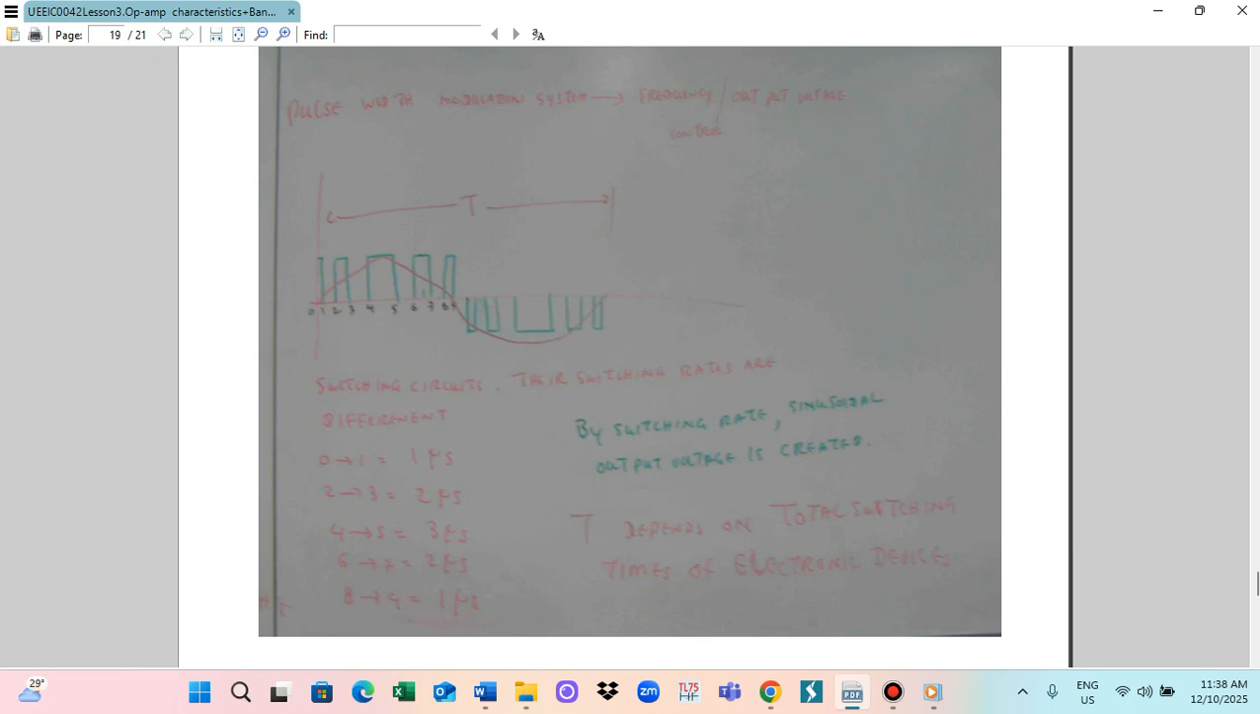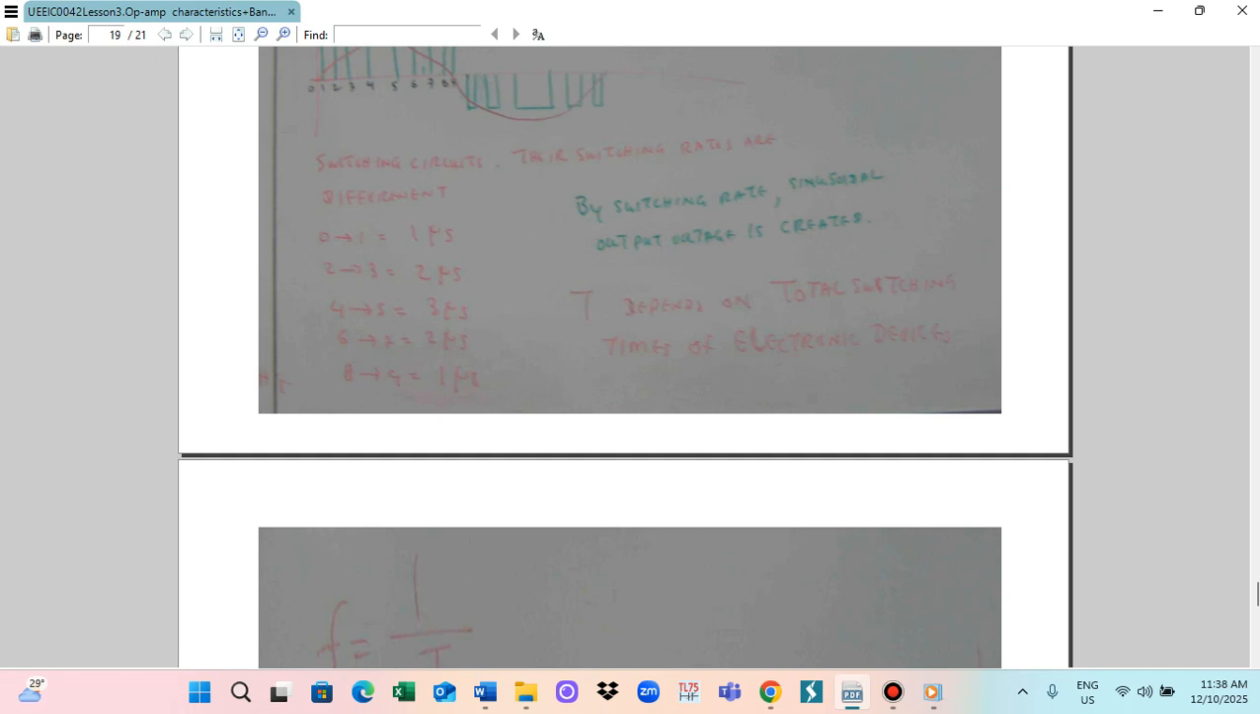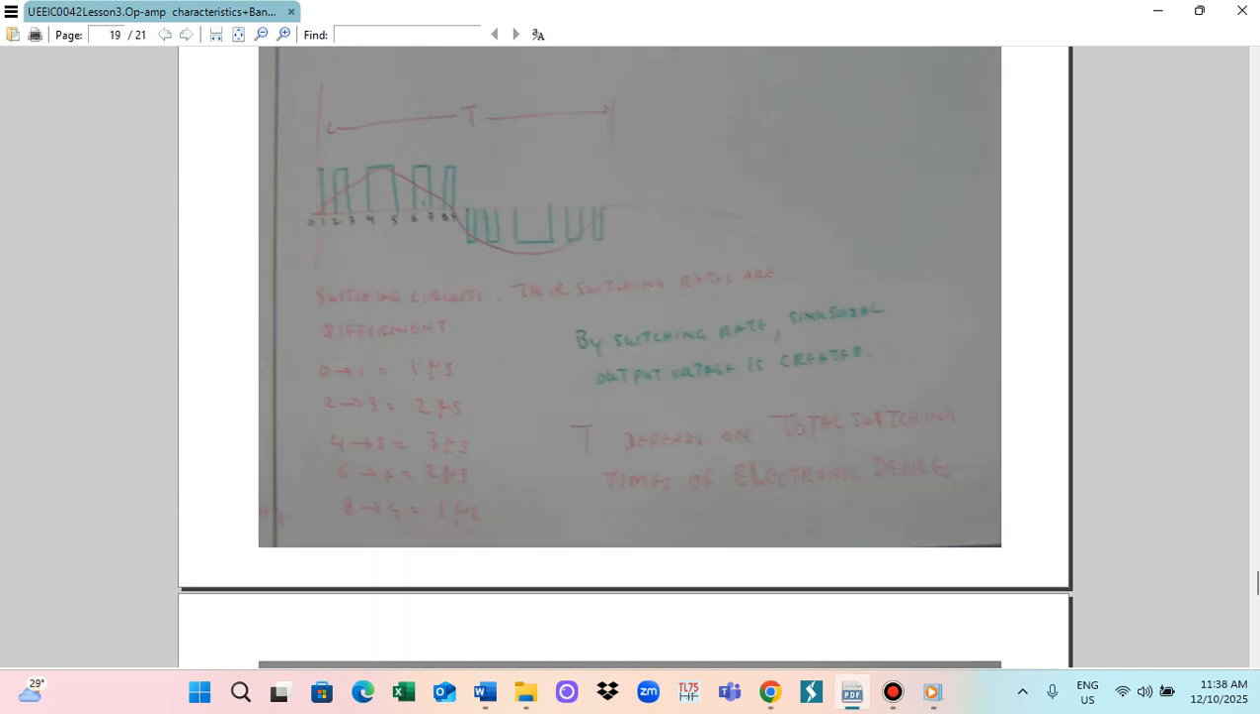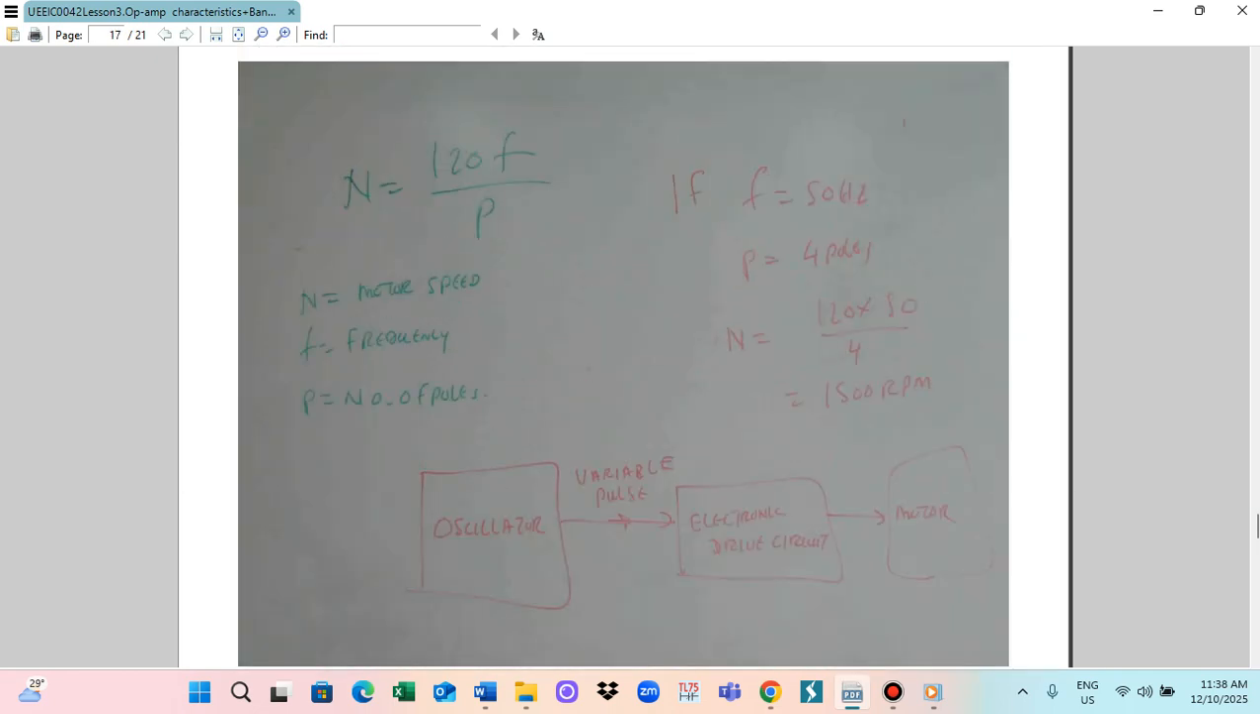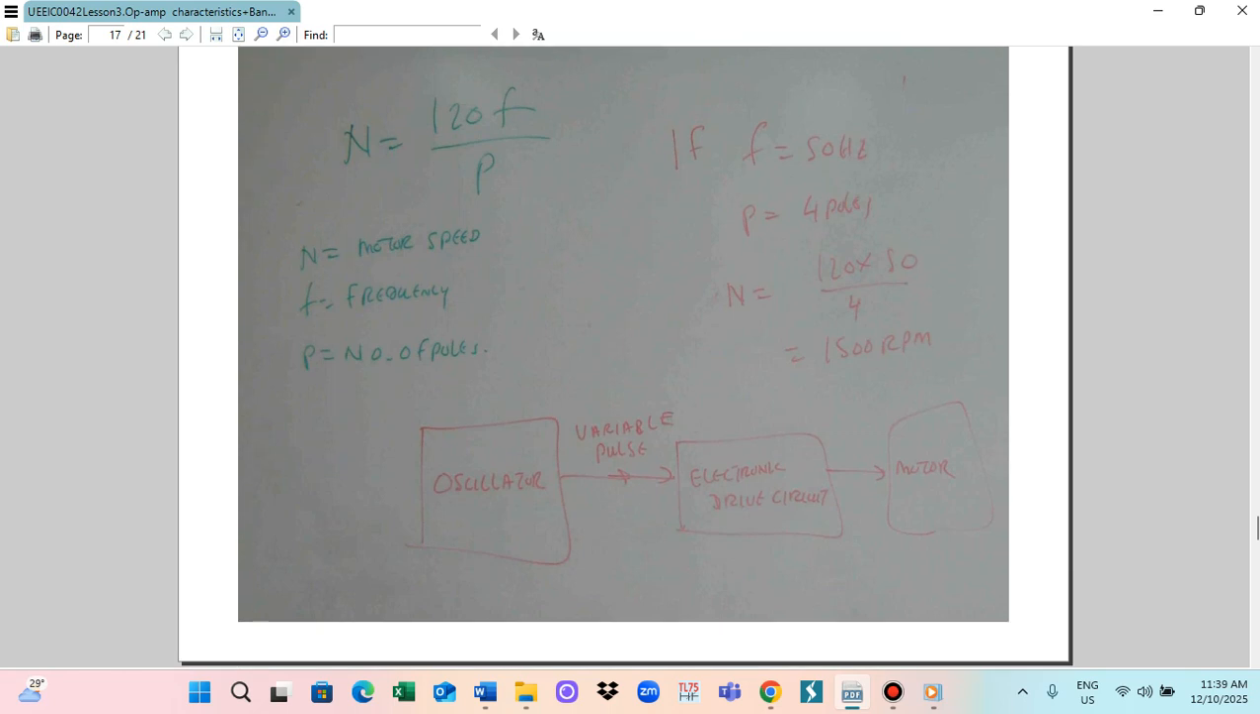The motor speed normally depends on this equation: n equals 120 F divided by P. n is the motor speed, F is the frequency, and P is the number of poles. So if we want to control the motor speed, we have to drive the variable frequency. This circuit is called a variable frequency oscillator.